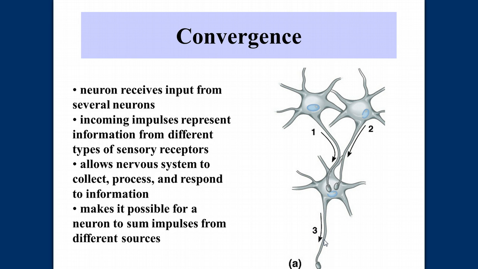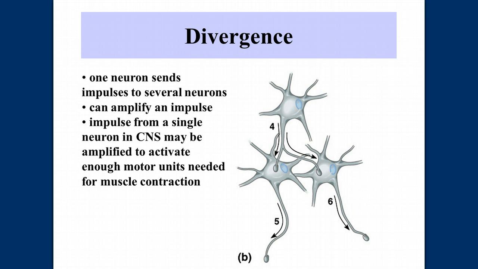The incoming impulses represent information from several types of sensory receptors. It allows the nervous system to collect, then process, and then respond to the information. It makes it possible for a neuron to sum impulses from different sources. Divergence is just the opposite. One neuron sends impulses to several neurons at the same time. It can amplify the impulse.